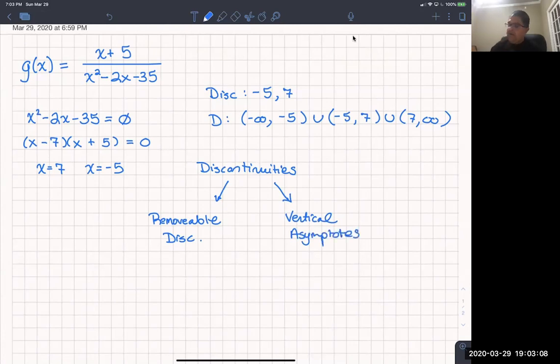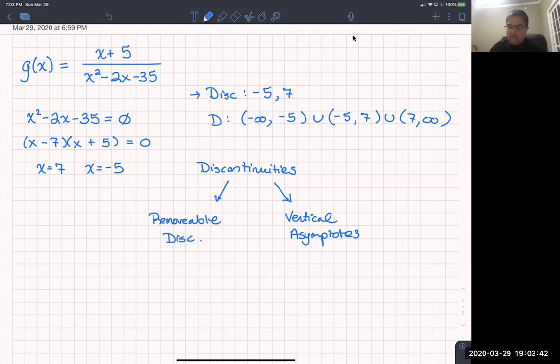So remember our discussion with vertical asymptotes. Vertical asymptotes are a full stop, and they cannot be crossed. They can be approached but cannot be crossed. Remember, a vertical asymptote means that as x approaches a number from the left or right, f of x, your output, goes to either infinity or negative infinity. So all my discontinuities are either going to be removable or they're going to be vertical asymptotes.